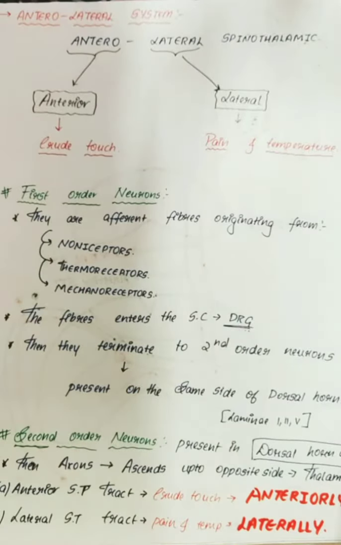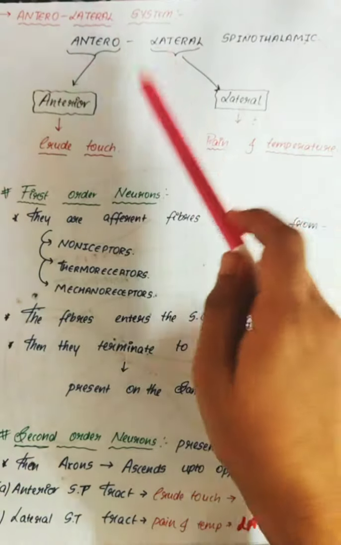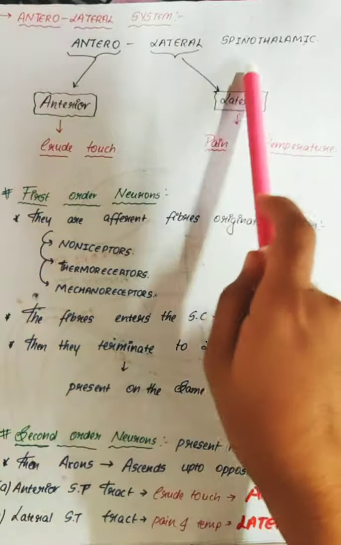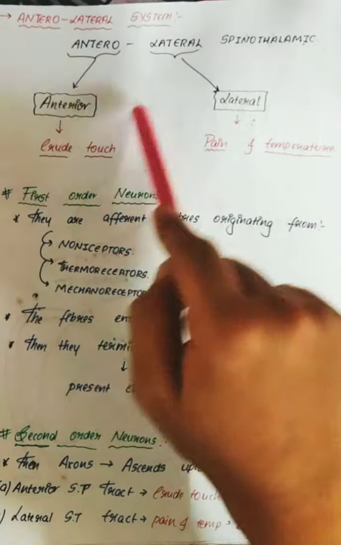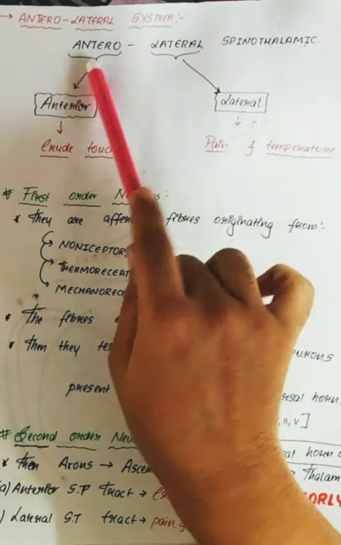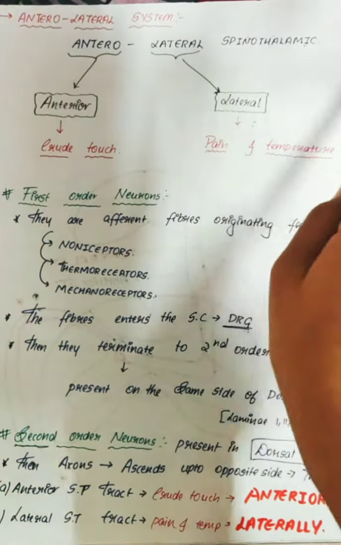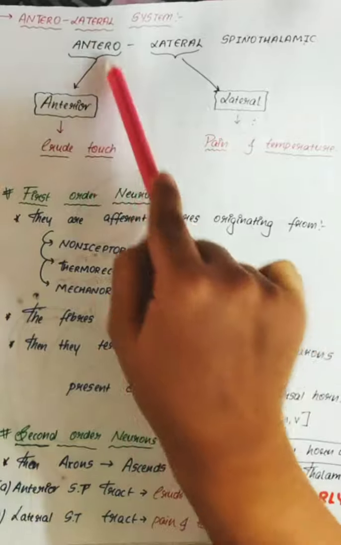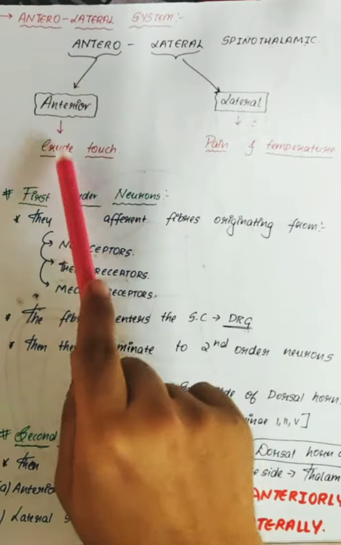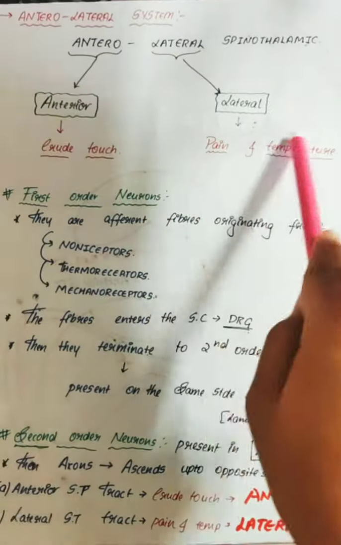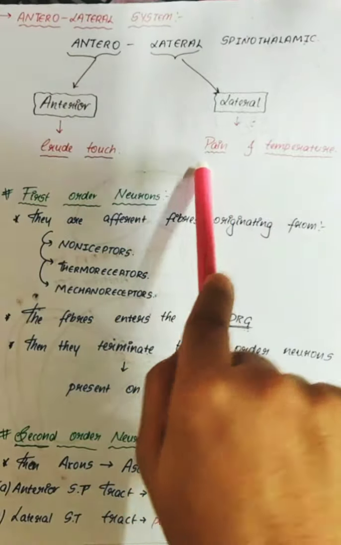Guys, I'll be explaining about the anterolateral system. By the name itself, you can understand the spinothalamic pathway which is passing from the anterior and lateral tracts. Anterolateral spinothalamic tract consists of both anterior tract and lateral tract. Anterior tract mainly carries the crude touch, whereas the lateral tract is the one which carries pain and temperature.